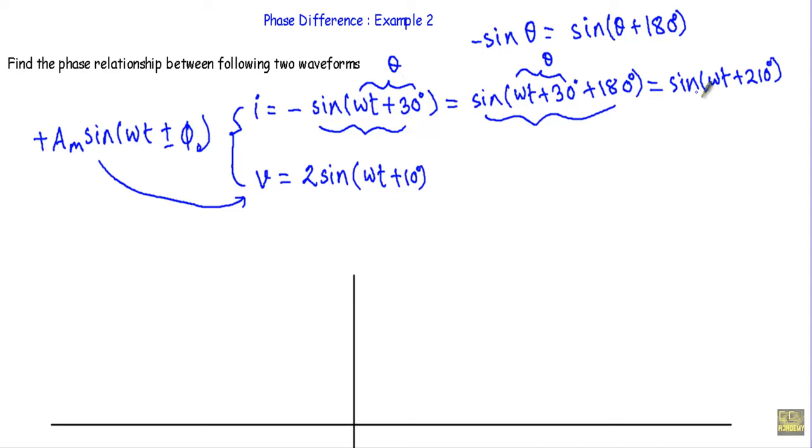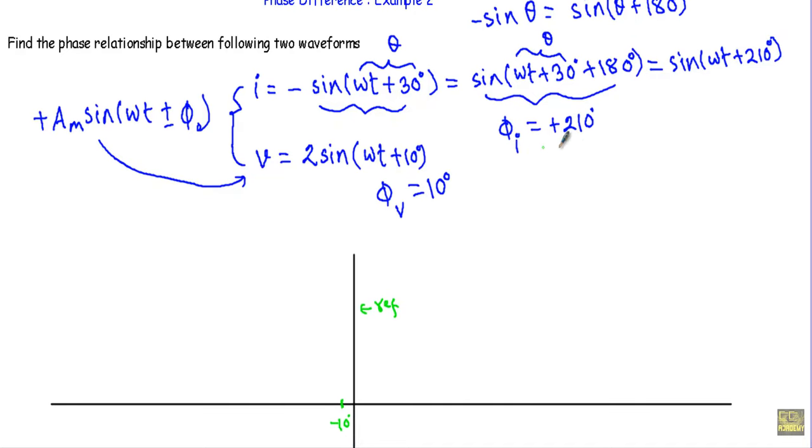Okay, so our i = sin(ωt + 210°) and our alternating voltage v = 2 sin(ωt + 10°). Therefore you will see the initial phase of the current i is plus 210 degrees, and look at the phase of the voltage, it is only 10 degrees. That means the origin of the voltage will be only 10 degrees left from the reference axis, as φv = +10°. Therefore the origin of the current will be 210 degrees ahead of the origin of the reference axis.